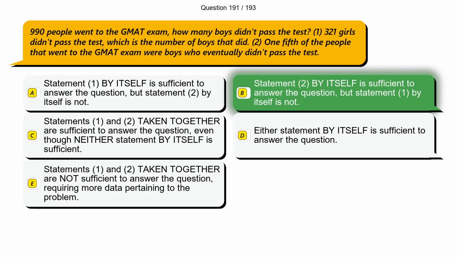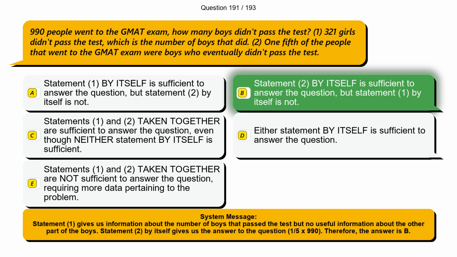The correct answer is option B. Statement 2 by itself is sufficient to answer the question, but statement 1 by itself is not. Statement 1 gives us information about the number of boys that passed the test, but no useful information about the other part of the boys. Statement 2 by itself gives us the answer to the question, 1/5 x 990. Therefore, the answer is B.